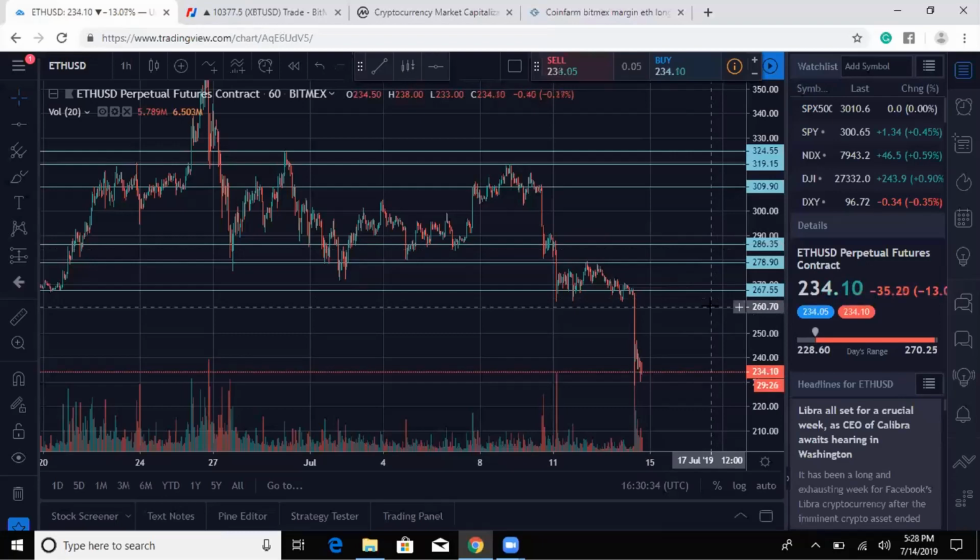So that's that for determining where you can get out and where you should get in. Just determine the previous areas where sellers activated and where buyers activated. It will help you to get a perfect entry point and exit point.